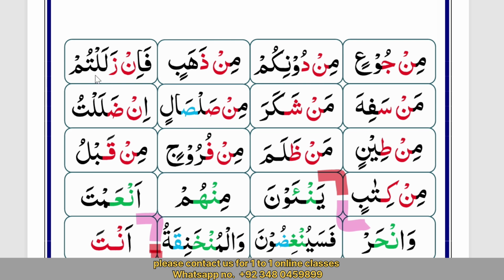Zalal, ta mim peshtum, zalaltum, fa'in zalaltum. Mim noon zabar man, sin zabar sa, fa zer fi, safi, ha zabar ha, safiha, man safiha. Mim noon zabar man, shin zabar sha, kaf zabar ka, shaka, ra zabar ra, shakara, man shakara. Mim noon zer min.